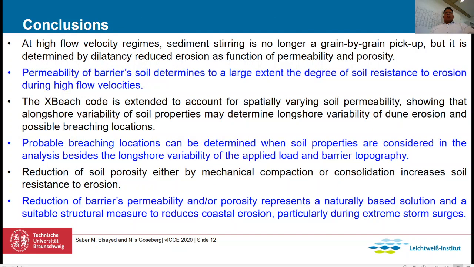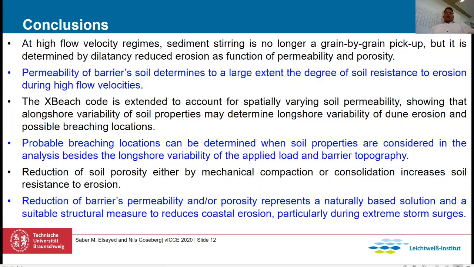The conclusions from this study are that at a high flow velocity regime, sediment transport is no longer a grain-by-grain pickup, but it is determined by dilatancy reduced erosion. The permeability of the barrier's soil determines to a large extent the degree of soil resistance to erosion, especially during high flow velocities. The XBeach code is extended to account for spatially varying soil properties, and based on this extension, the most probable breaching location can be determined when soil properties are considered in the analysis, besides the longshore variability of the applied load and barrier topography.